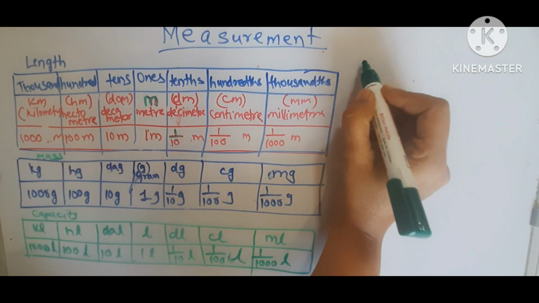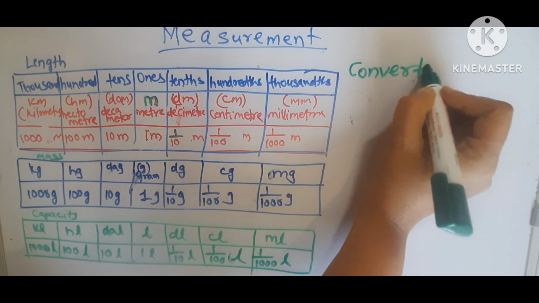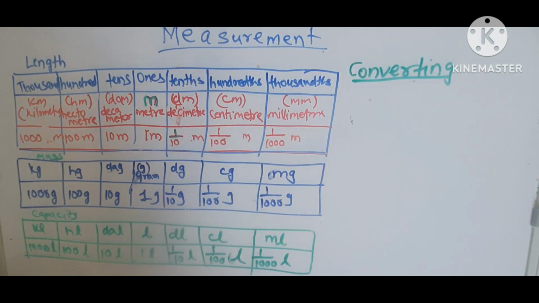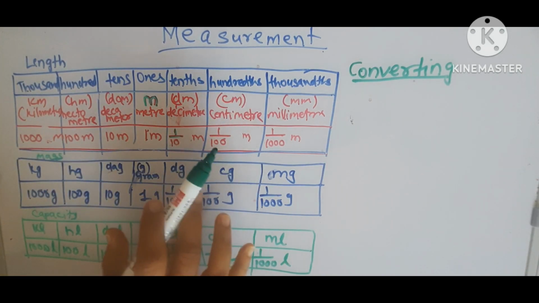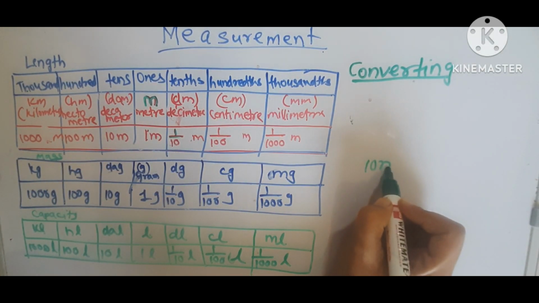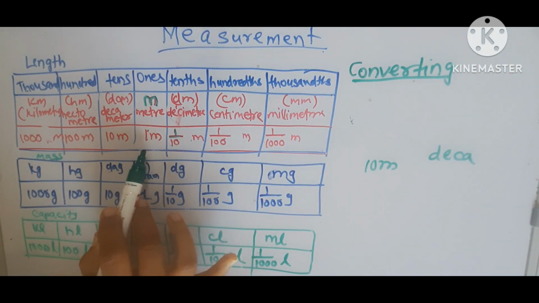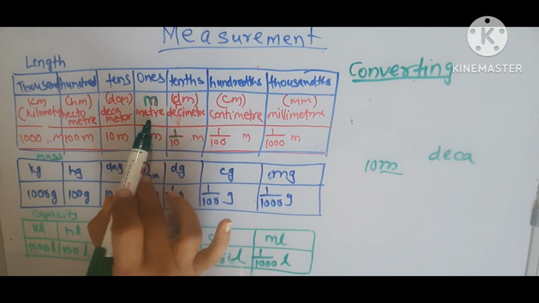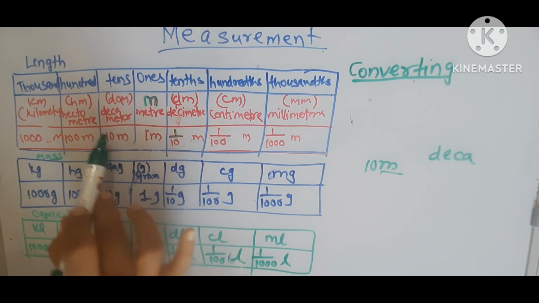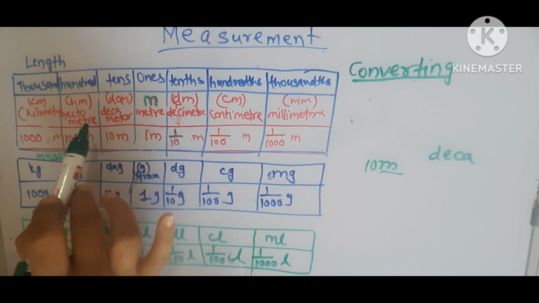So the first point we'll understand for measurement is converting measures from one unit to another unit. This is very important, and for conversions we will make use of this table. Okay, keep 2 points in mind. Suppose I have 10 meters, and I have to convert it into decameter. I am converting from a smaller measurement unit to a bigger measurement unit. Decameter is a bigger unit than meter.